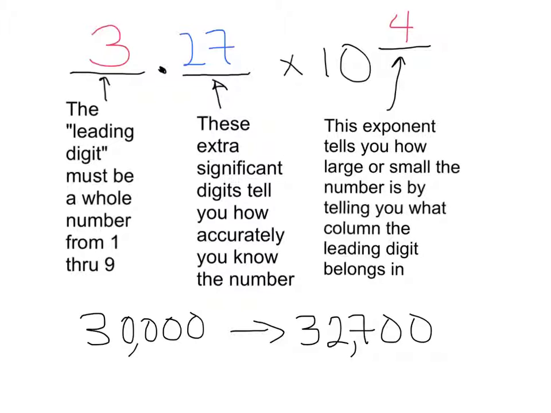And extra significant digits written after the decimal point, if known, tell you how much more accurately you know the number. So instead of the number about 30,000, we have the number 32,700, which means somebody measured it more accurately.